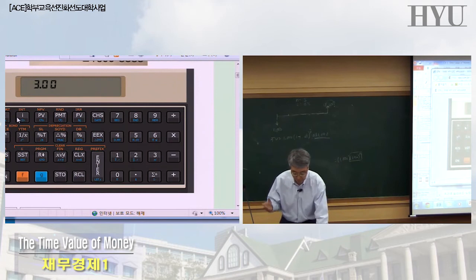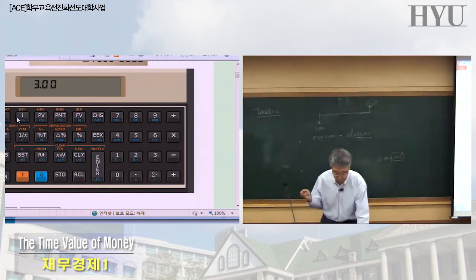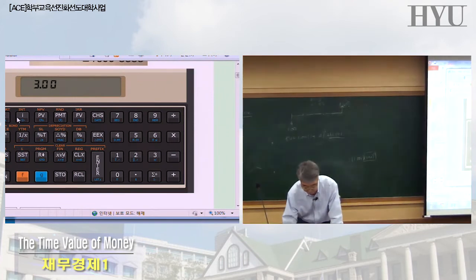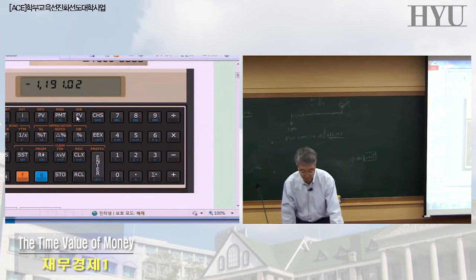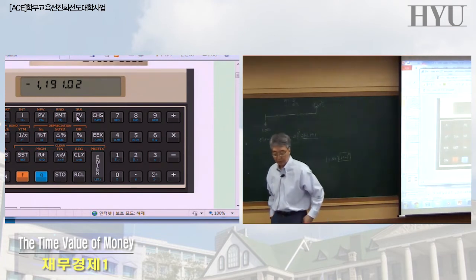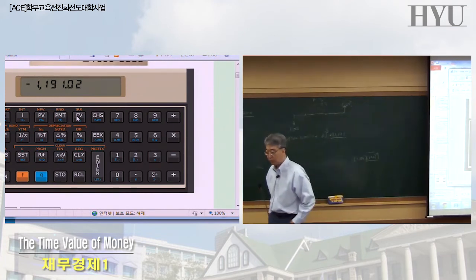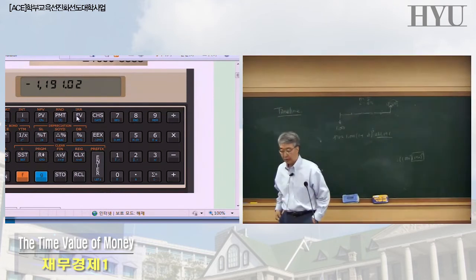Since we have entered present value, I and N, and we are looking for FV, future value, all you need to do is just click on FV. All right, here, negative 1,191.02, okay? Why do we get a negative number?